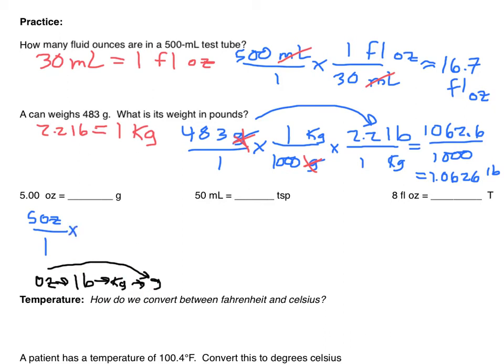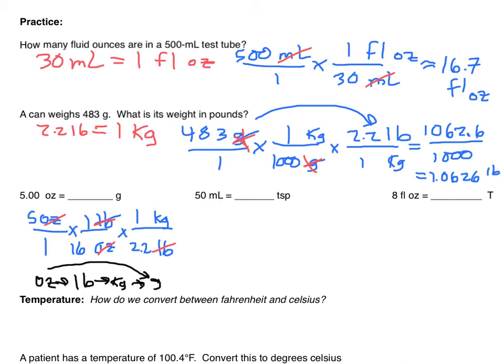We want to cancel out ounces, and we're first going to go into pounds. There are 16 ounces in 1 pound. I know that the ounces will cancel. Next, I'm going to go from pounds to kilograms. So pounds is in the denominator, kilograms is in the numerator. I know there are 2.2 pounds in 1 kilogram, and pounds would cancel.